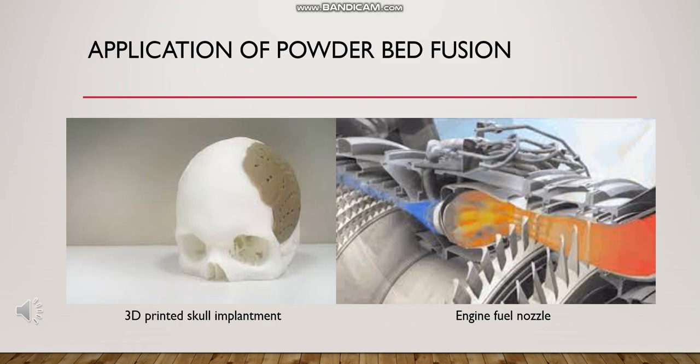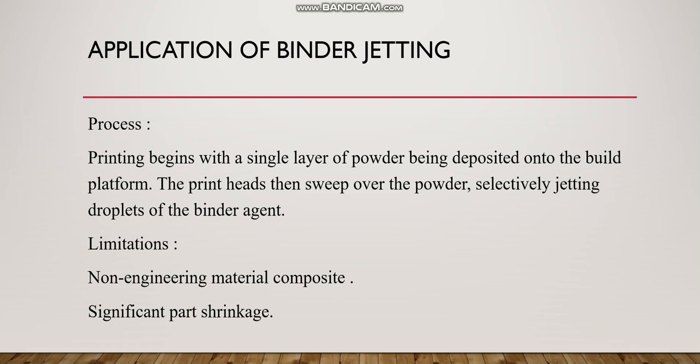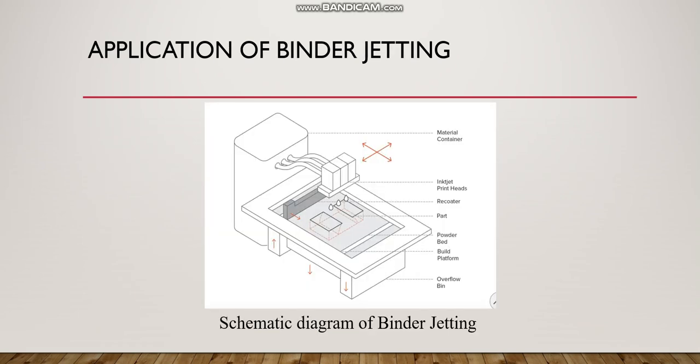The next application is done for binder jetting. The process is that printing begins with a single layer of powder being deposited onto the build platform. The print heads then sweep over the powder, selectively jetting droplets of the binder agent. The limitation is non-engineering material composites and some small parts with significant shrinkage. This is the schematic diagram of binder jetting for easier understanding.